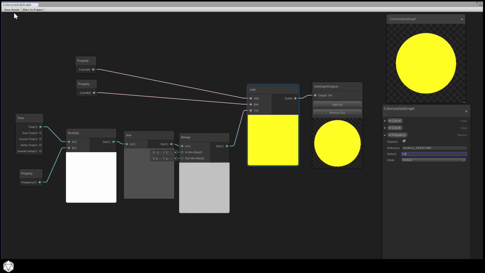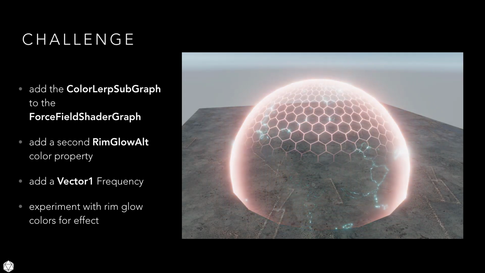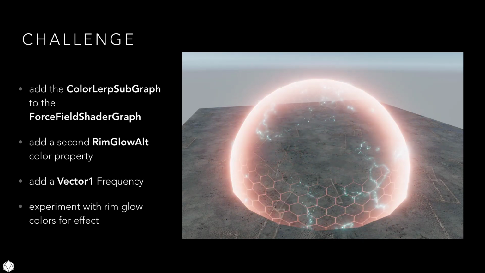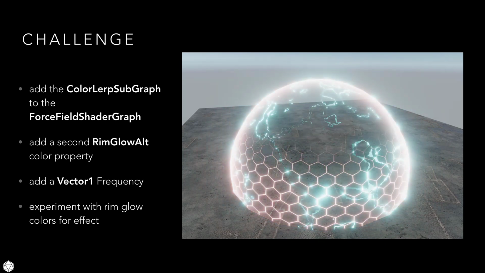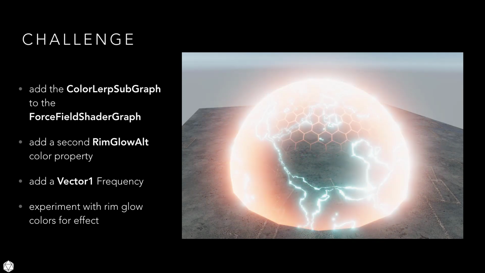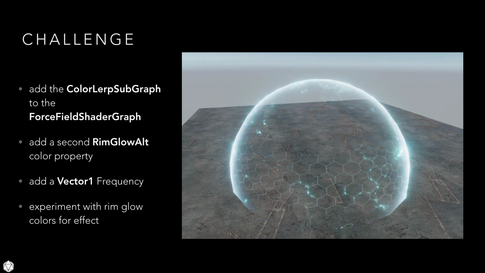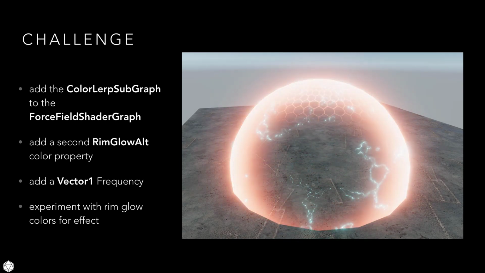Save the subgraph asset, and then let's close out of here. For your challenge, see if you can hook this into your force field shader graph. Create an extra rim color property, and then replace that plain old rim color with 2 colors and a color lerp node. And then see how your force field can have a simple animating color. Okay, it should be relatively painless. Go ahead and pause the video and try that for yourself. When you're ready to resume playback, continue to the end of the lesson.